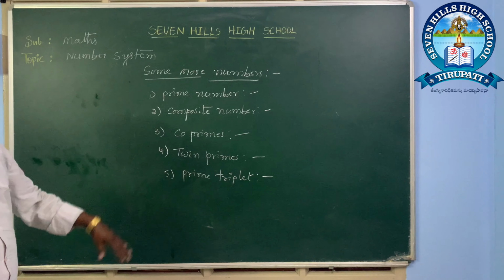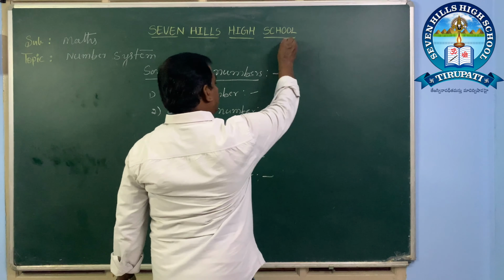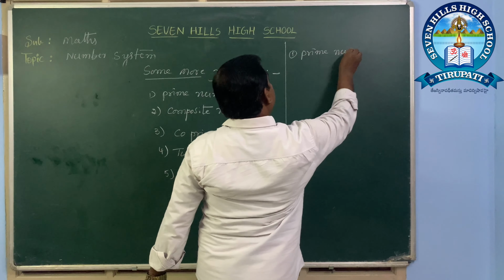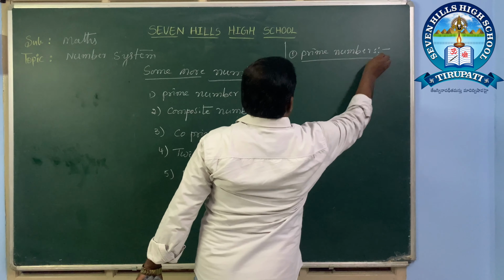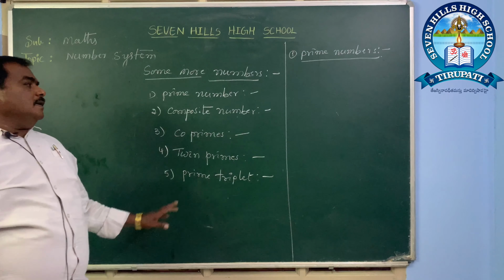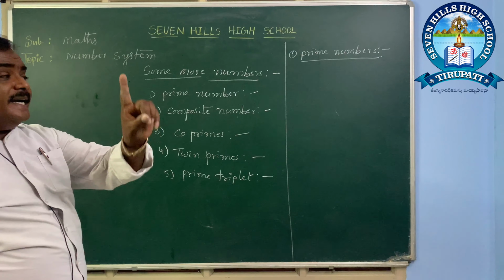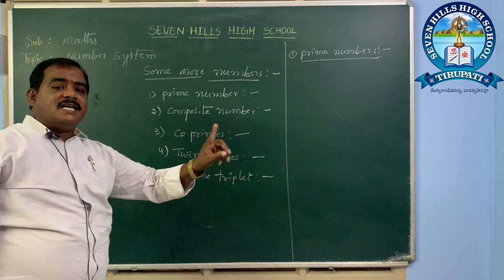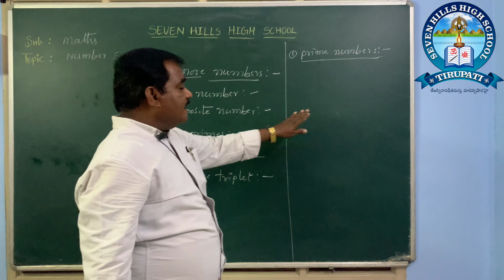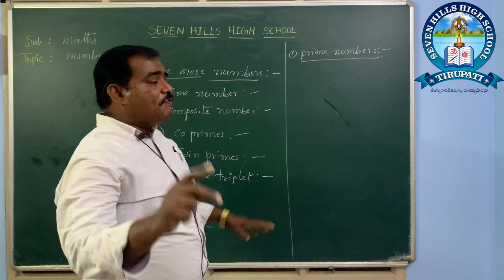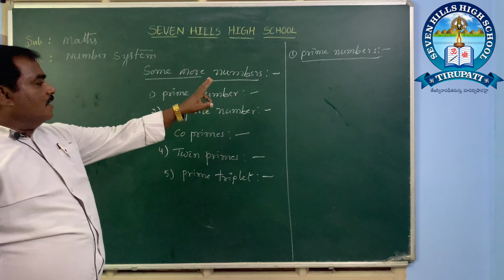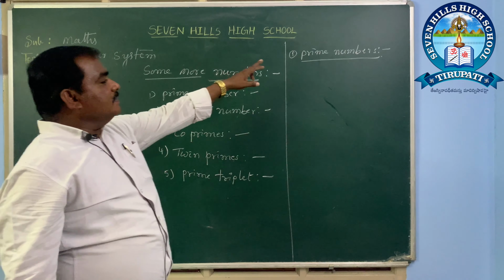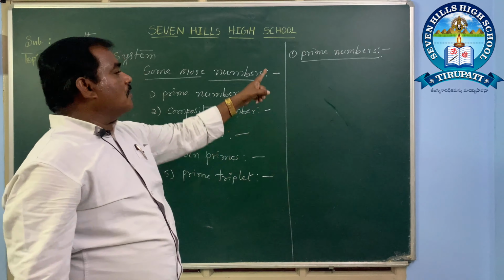Let us discuss first what is meant by prime numbers. The numbers which are divisible by 1 and itself are called prime numbers. Another definition: the numbers having only two factors are called prime numbers. The numbers having exactly two factors are called prime numbers.